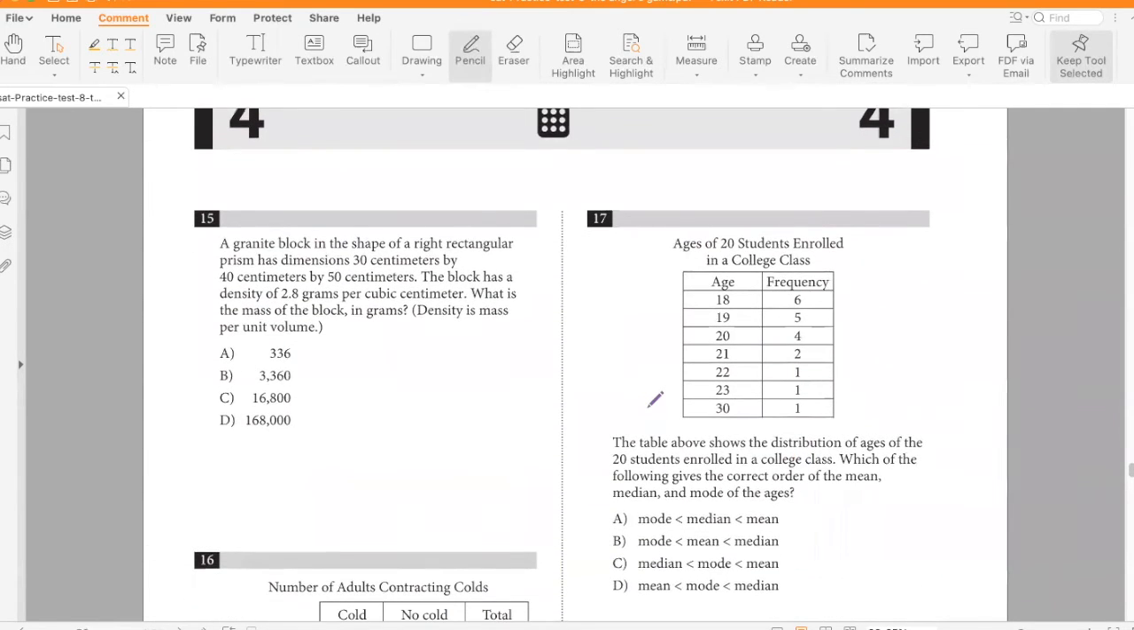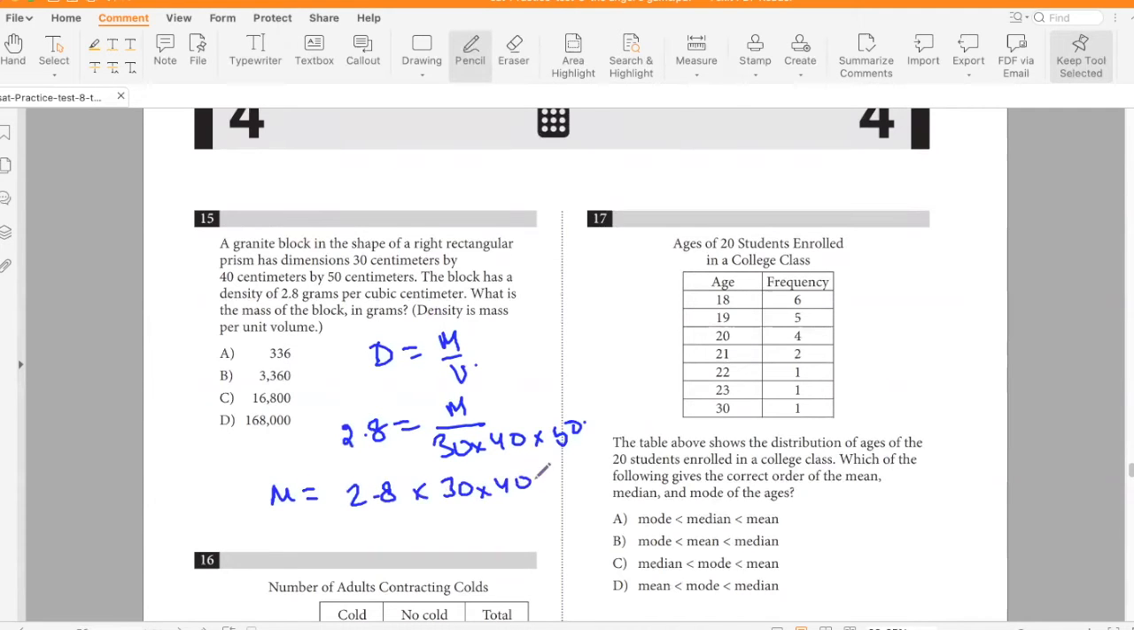A granite block in the shape of a right rectangular prism has dimensions 30 by 40 by 50. The block has a density of 2.8 grams per cubic centimeter. What is the mass? So density is mass over volume. Density is 2.8 and volume is 30 into 40 into 50. So mass will be 2.8 into 30 into 40 into 50. So that's 2.8 into 4 3s are 12, 5s are 60, 60,000. So 60,000 into 2.8, that would have to be option D.